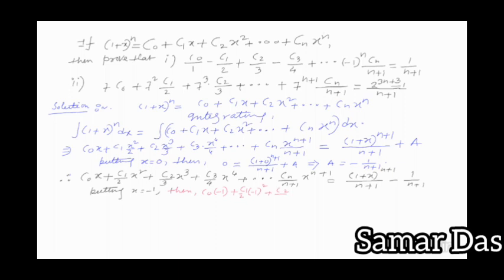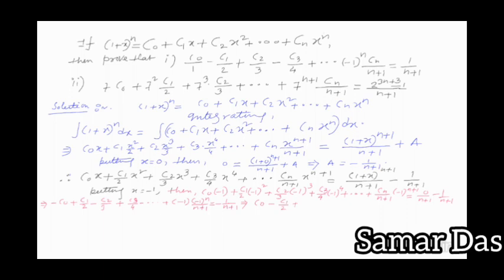So c0(-1) + c1/2 (-1)² + c2/3 (-1)³ + c3/4 (-1)⁴ + ... + cn/(n+1) (-1)^(n+1) = 0/(n+1) - 1/(n+1). If we put x equal to -1, then 1 + x is 0. Then we got the answer: -c0 + c1/2 - c2/3 + c3/4 - ... + (-1)^(n+1) cn/(n+1) = -1/(n+1).